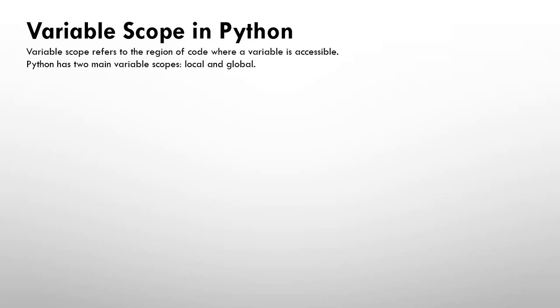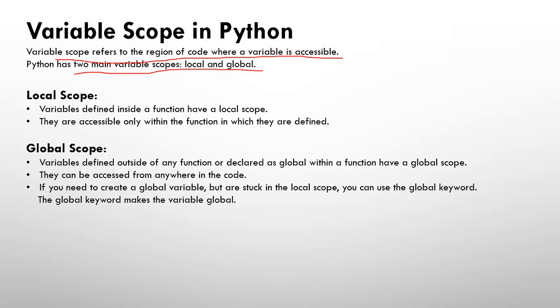Now we will see what is variable scope in Python. Python scope refers to the region of code where a variable is accessible. Python has two main variable scopes, local and global. Local scope: variables defined inside a function have a local scope. They are accessible only within the function in which they are defined.